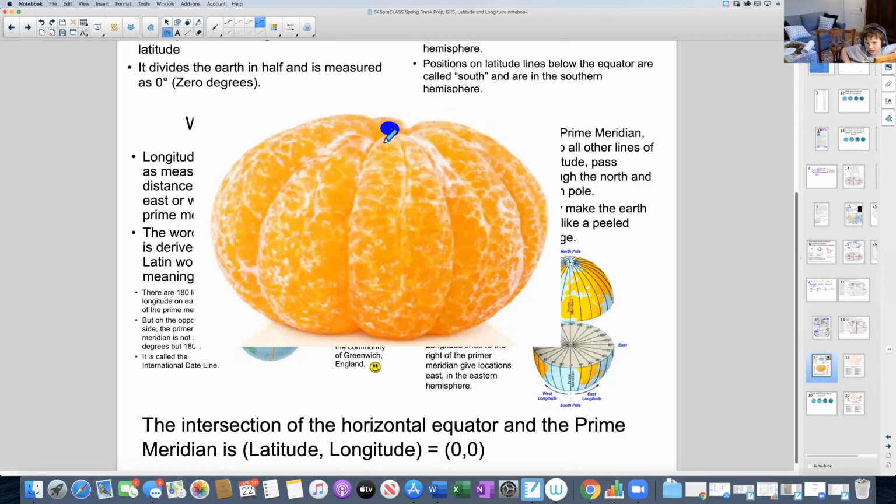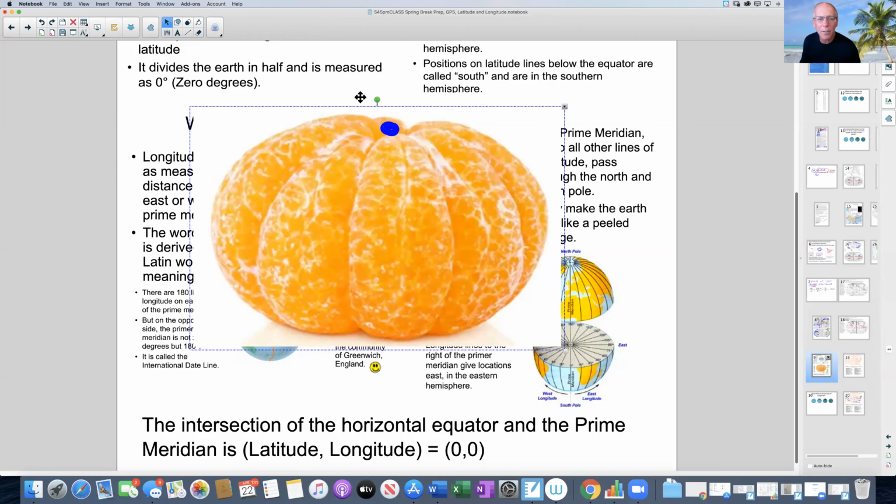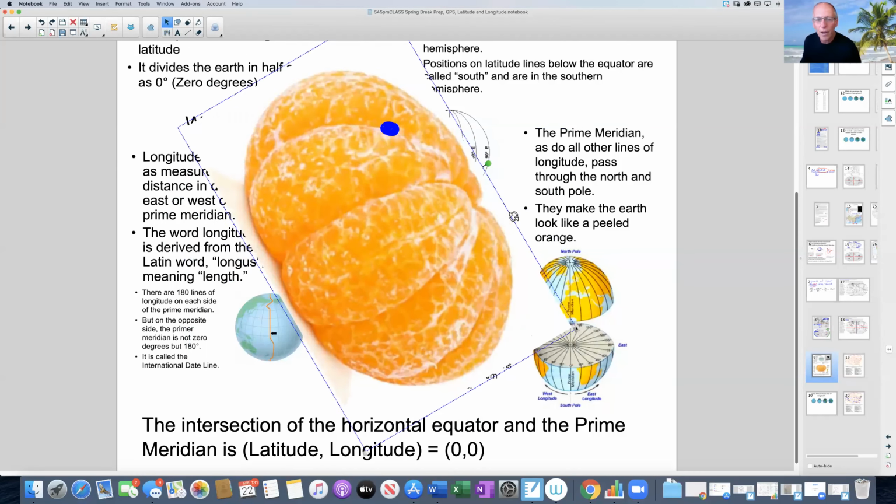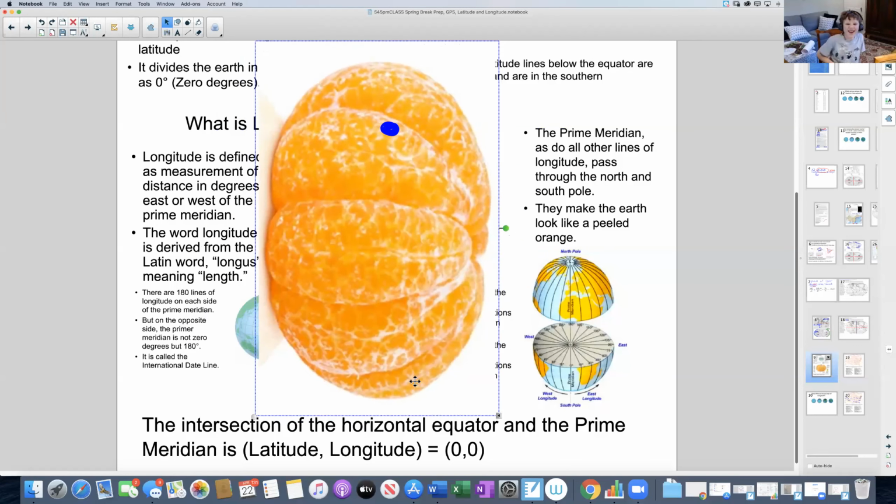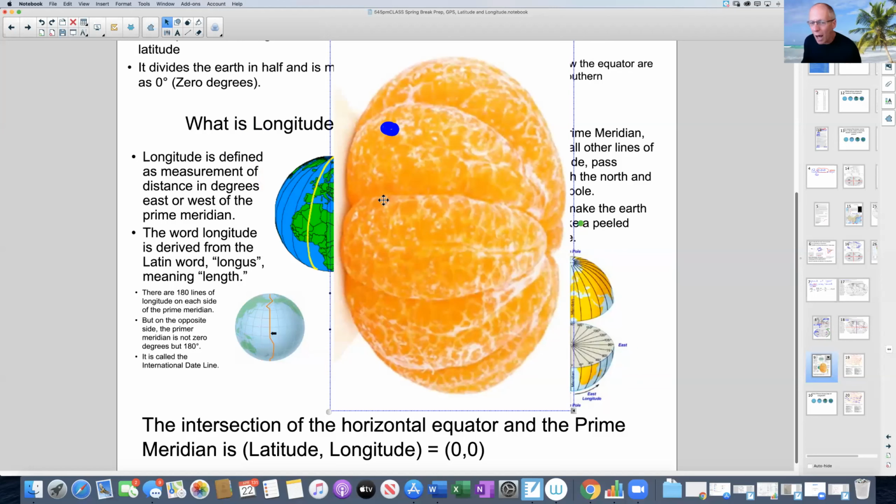Longitude. Well, it would be longitude. It would definitely be latitude if an orange sat like this. These are lat lines. But that's not the way an orange sits.